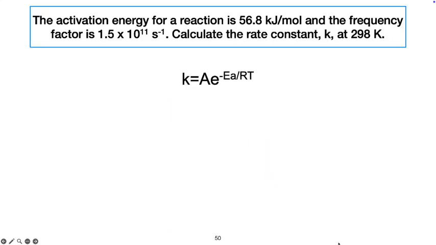Okay? What does this mean for us? So what we could go through and do is now run calculations. The activation energy for a reaction is 56.8 kilojoules per mole, and the frequency factor, A, is 1.5 times 10 to the 11th per second. Calculate the rate constant K at 298 Kelvin. So what are they telling you to do?